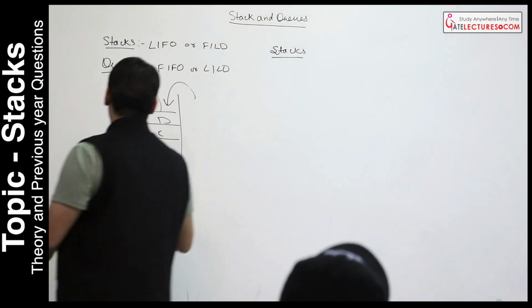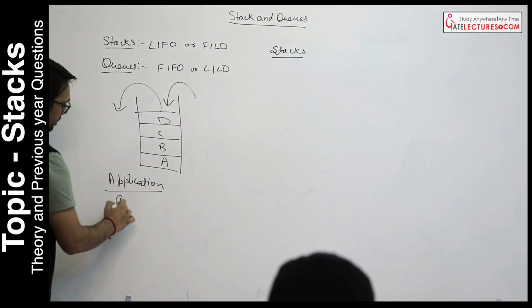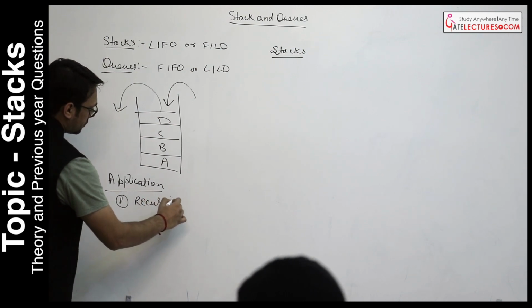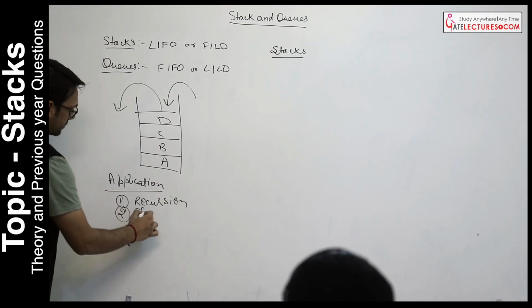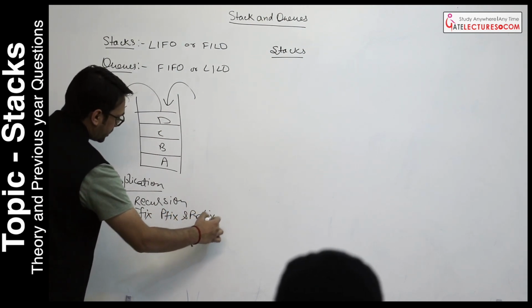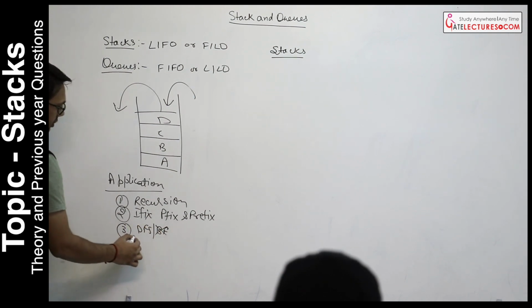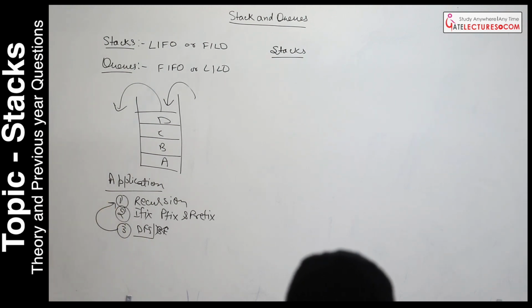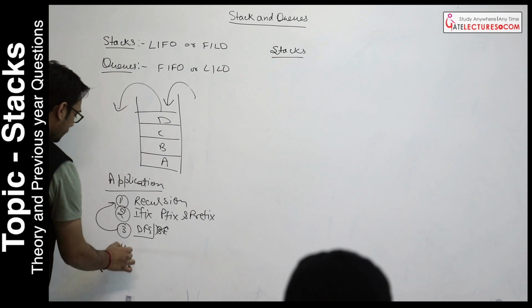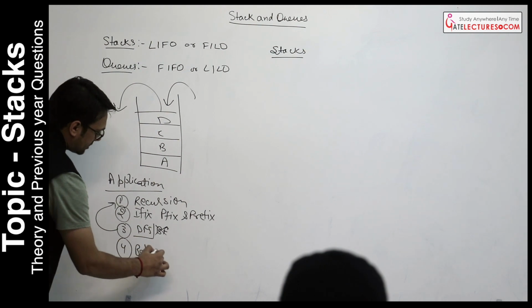Recursion. Applications include number 1, recursion, infix, postfix, and prefix. What else? DFS and BFS. See, even if you are doing DFS, that means indirectly we are doing recursion only. What else? Towers of Hanoi is recursion. Anything else? Balancing parenthesis, already done, but still balanced parenthesis.